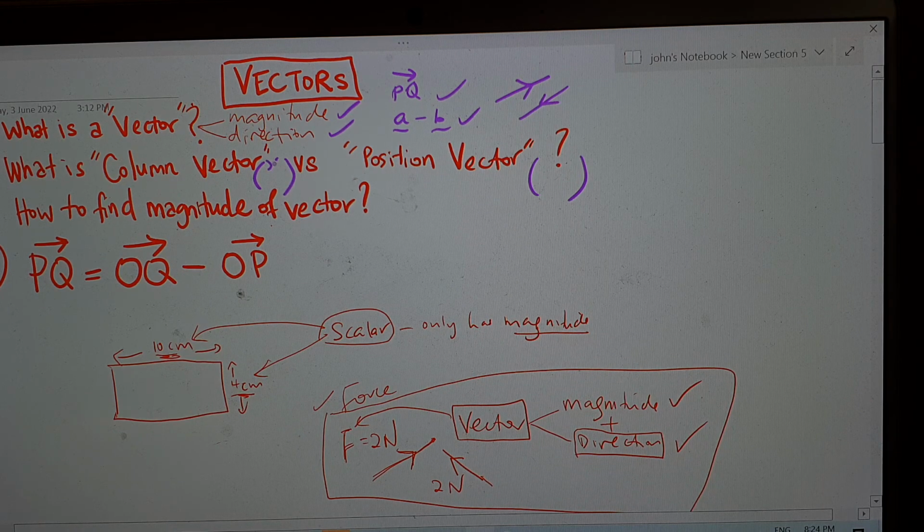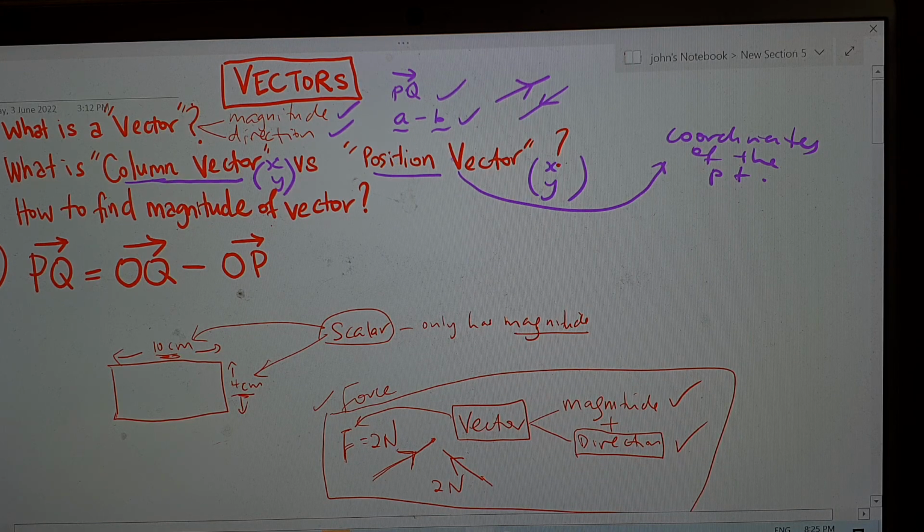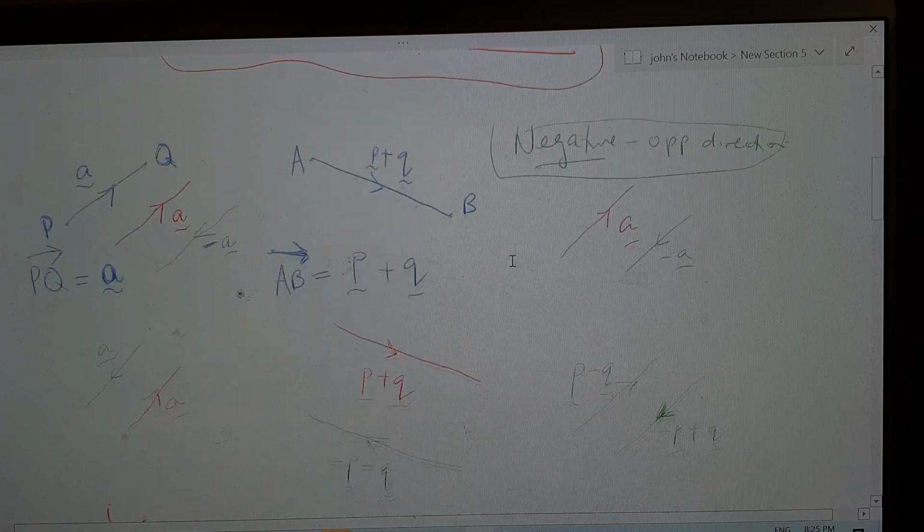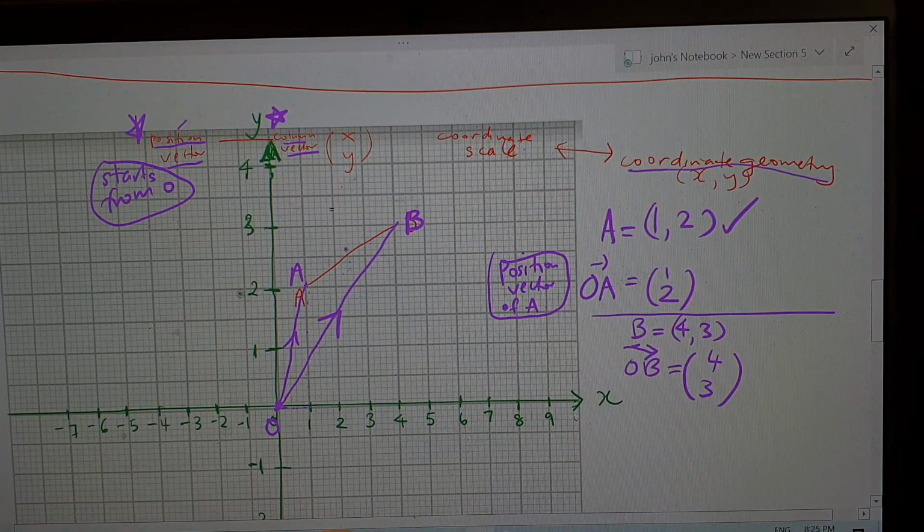On the coordinate axis, this is your x, this is your y. Only on the coordinate scale, you must have x first and then y. So what's the difference between position vector and the column vector? The position vector can actually give you the coordinates of the point. Whereas column vector, this position vector also is a column vector. But this column vector can be between any two points. For example, like that, right? How to go from here to here? You go 1, 2, 3, then you go up 1, 2, 3, right? So this is what we call a column vector.